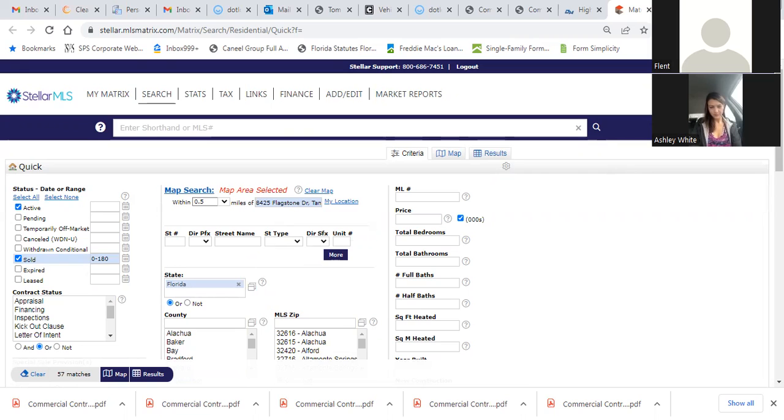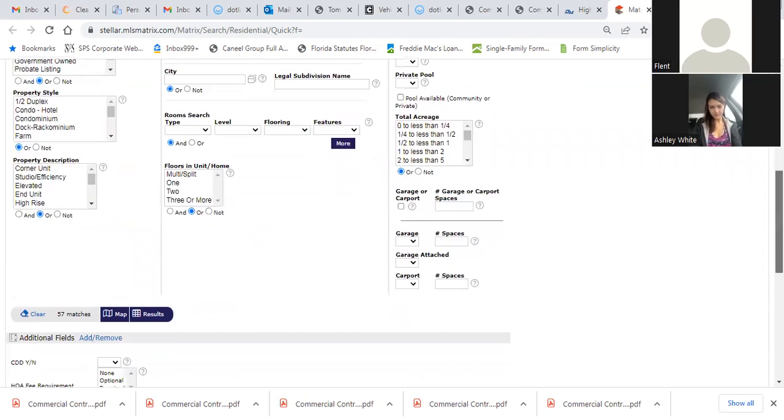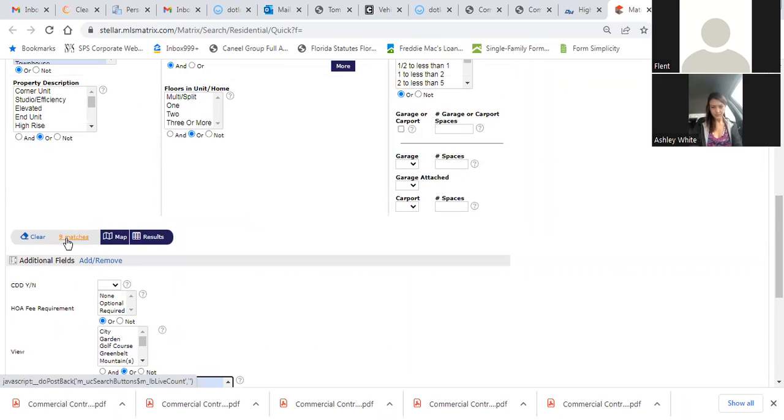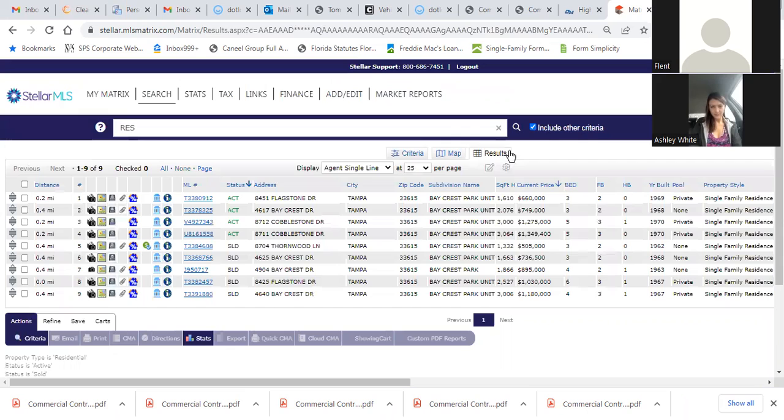Now I know that this home is on a canal. So I want to make sure that the property style is single family. And I bring it down. And water frontage, I go brackish saltwater canal. And that gives me 9, right? Now, notice I haven't done square footage yet. All I want to do is find other similar homes with the same lot that I'm looking for, right?